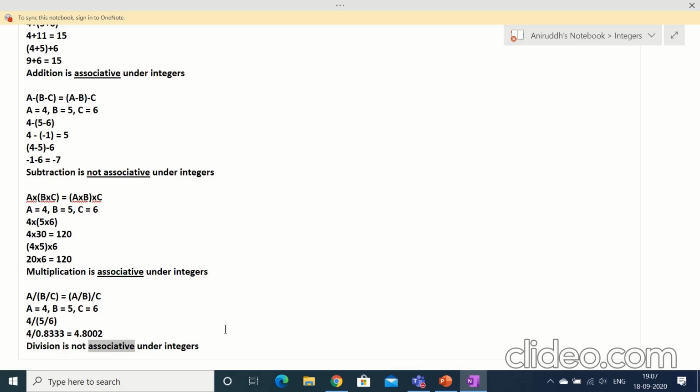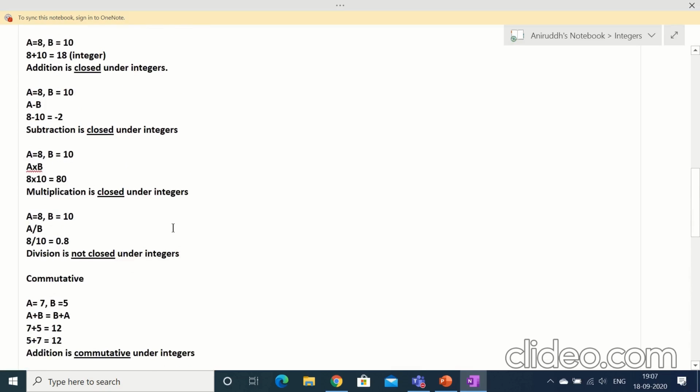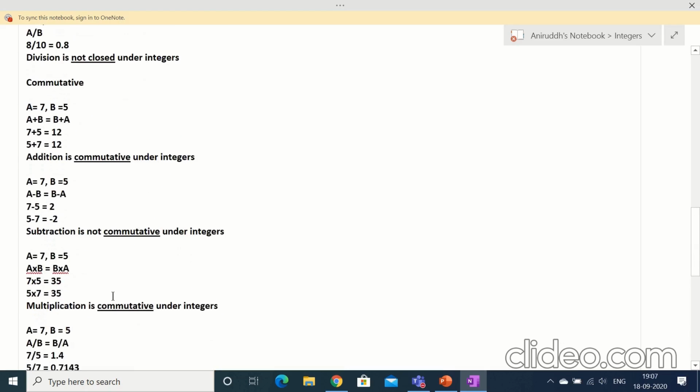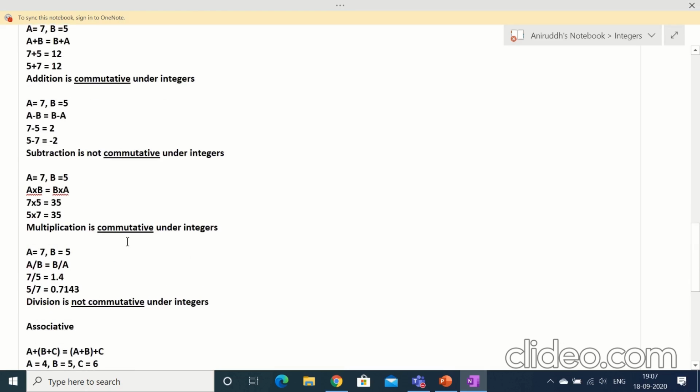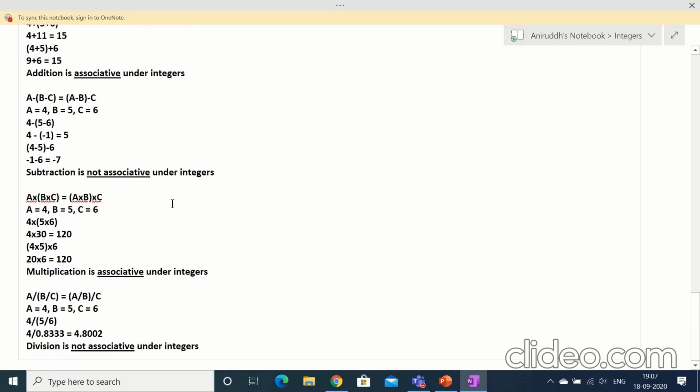Well, in closure property, addition, subtraction and multiplication were closed under integers while division was not. In commutative property, addition and multiplication were commutative while subtraction and division were not. In associative, addition and multiplication were associative while subtraction and division were not.